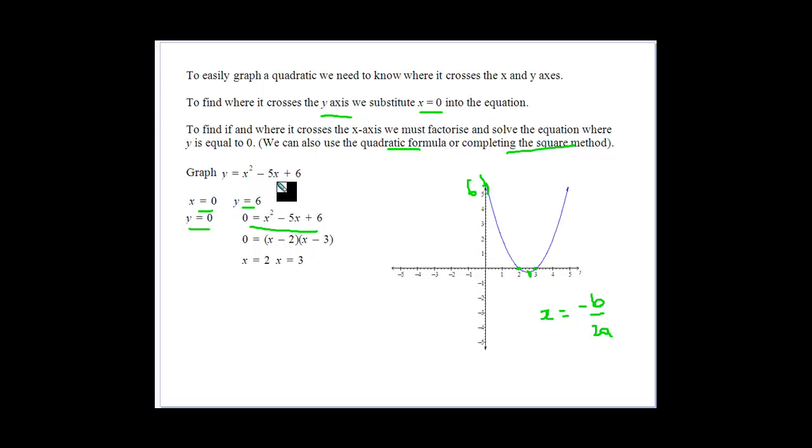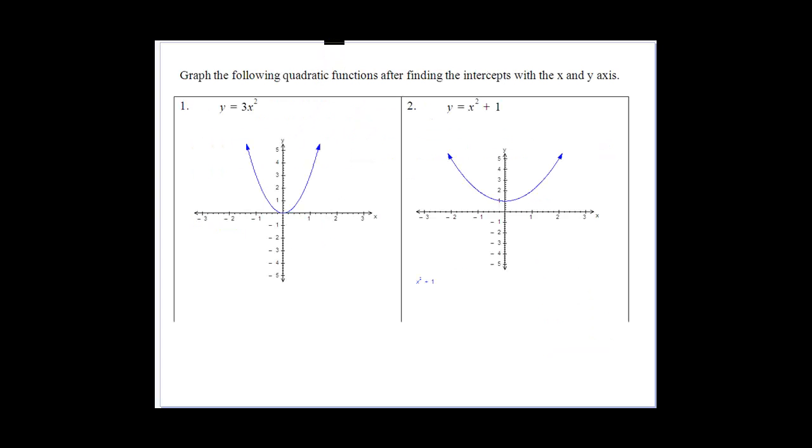a is 3 and minus 5 is b, and c is 6. So we know what we subbed in there before. You might be looking going, well, that comes from the quadratic formula. You would be right, it does. Okay, so looking at some graphing here.